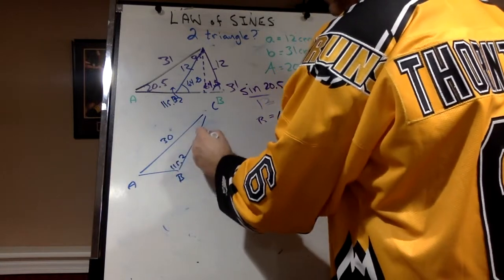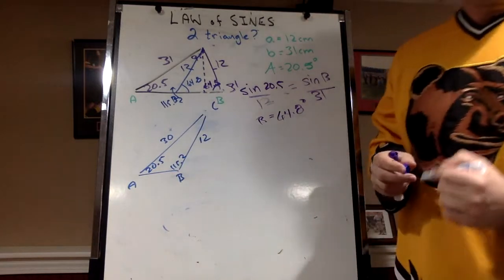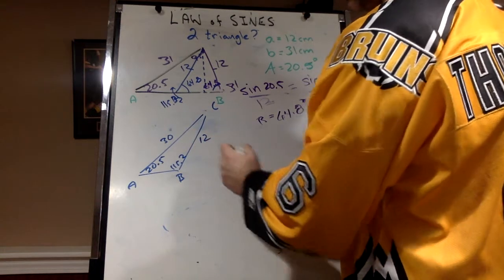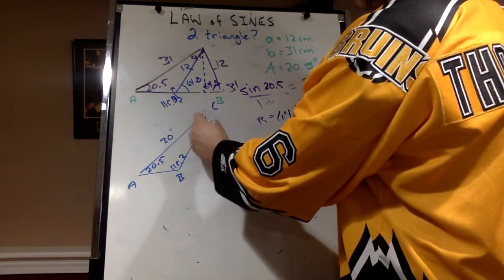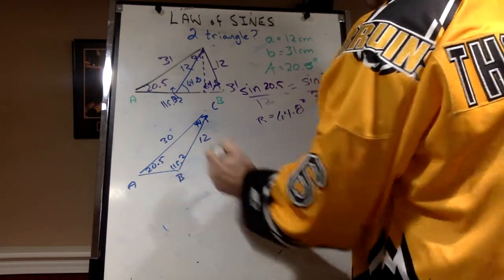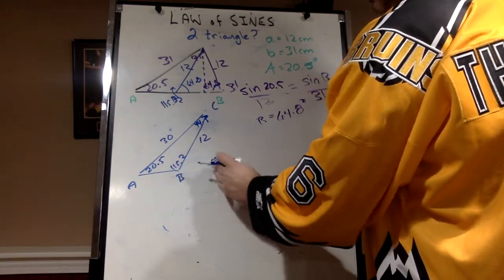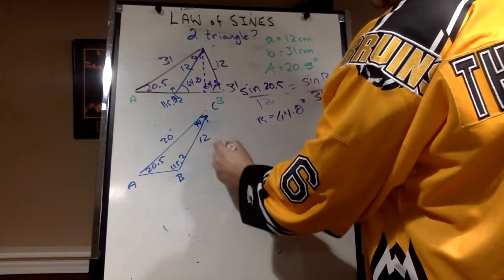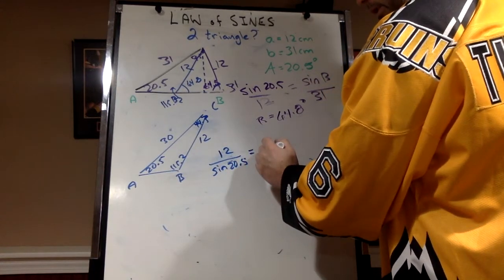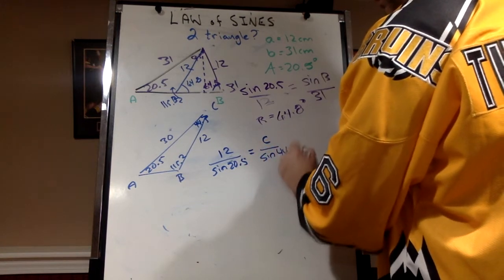So now I have this brand new triangle, ABC, that's 115.2. That's 31. That's 12. That's still 20.5. Right? So now let's do law of sines all over again. That angle is 44.3. We're looking for a side, so I can do 12 over sine of 20.5 equals side C over sine of 44.3.